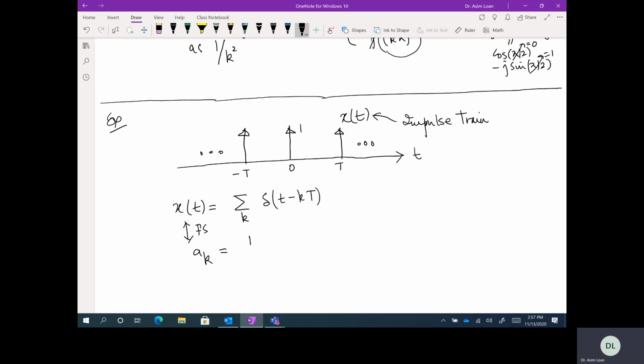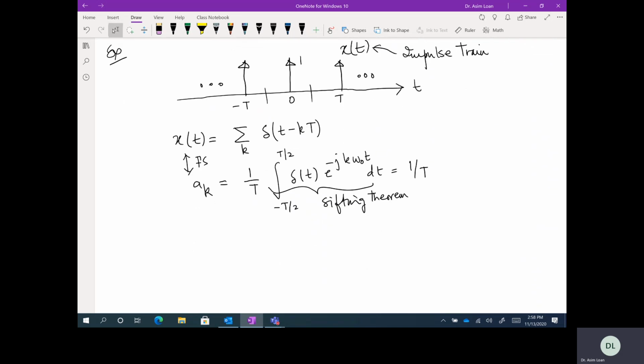So a_k is 1 over T times the integral from minus T by 2 to plus T by 2, or I can integrate over any period, it doesn't make a difference. This will be delta of t e to the minus j k omega naught t dt, the analysis equation. By the shifting theorem, t is equal to 0, so e raised to the power 0 is 1, so this is 1 over T. So my Fourier series coefficients are 1 over T. This is constant. Okay, good.